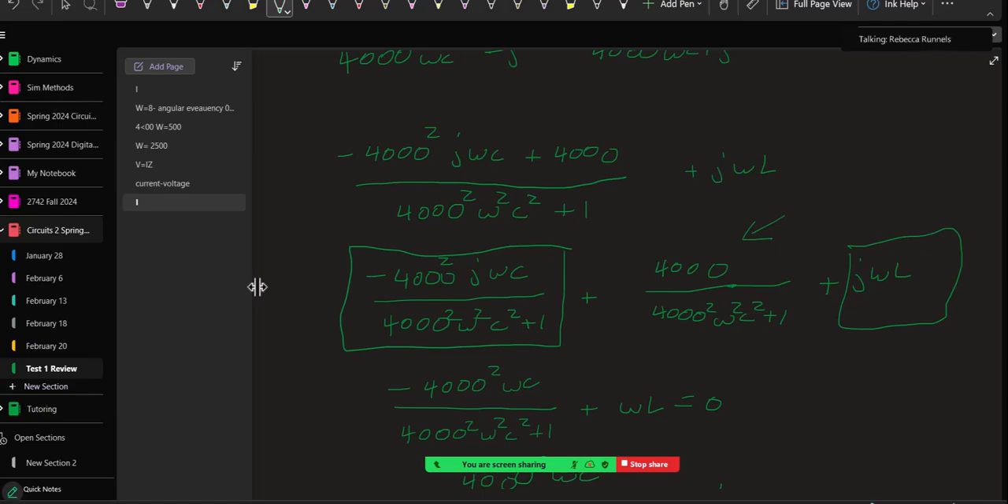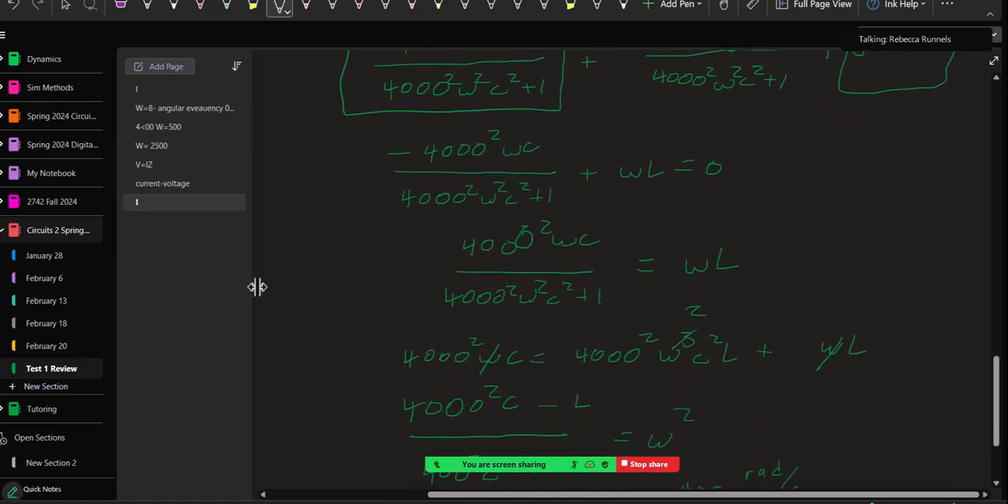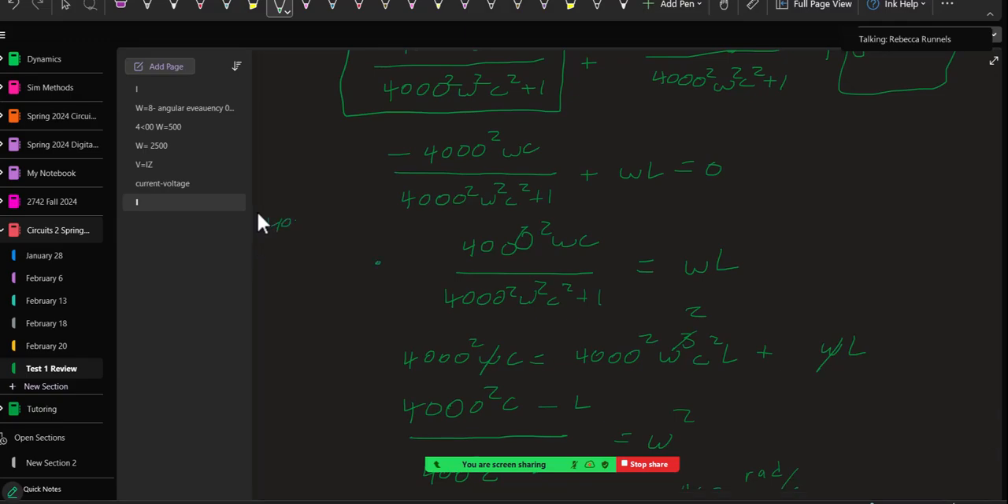Other questions? I have a question. Yeah. After you move the omega L to the other side, why do you become that? I multiplied both sides by 4,000 squared omega squared C squared plus 1. So on this side it canceled, and on this side 4,000 squared omega squared C squared plus 1. I distributed the omega L to this. So I got 4,000 squared omega cubed C squared L plus omega L.